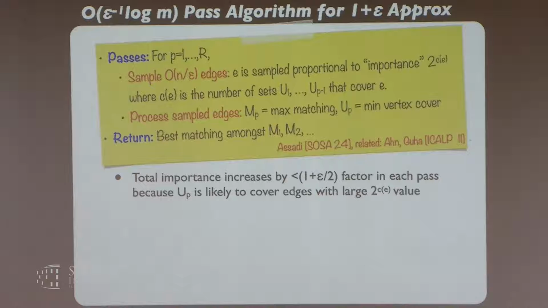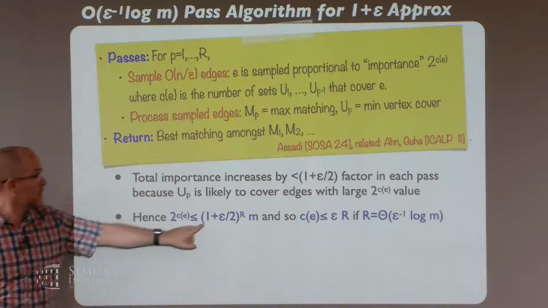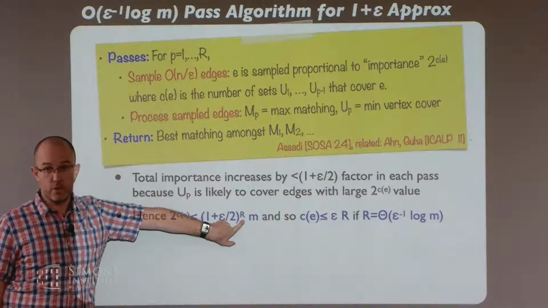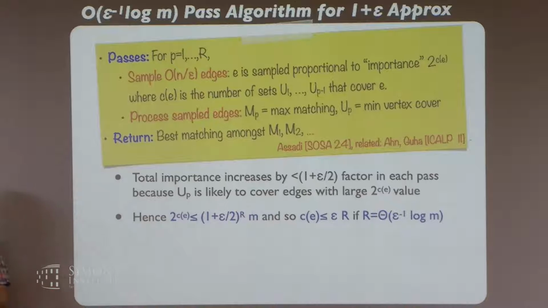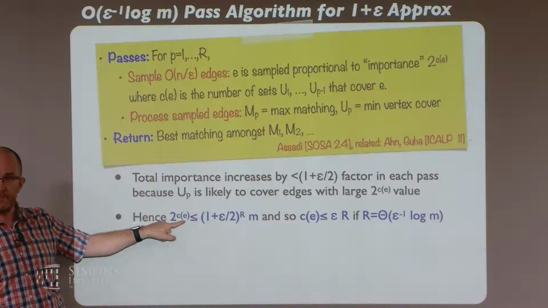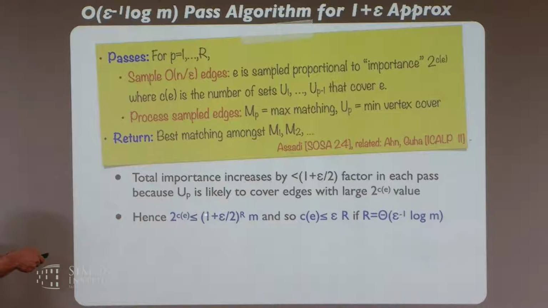Okay, so if the total weight grows by a factor of 1 plus epsilon over 2 in each pass, what was the total importance initially? Well, in the first pass, all these importances are going to be 1. So initially, the importance is going to be 1. If it increases by a factor of 1 plus epsilon over 2 in each pass, after R passes this is going to be the total importance. And what's the importance on a single edge? Well, it's going to be 2 to the CE. You can do some algebra here and solve for CE, and you get that CE is less than epsilon over R when R is sufficiently large.